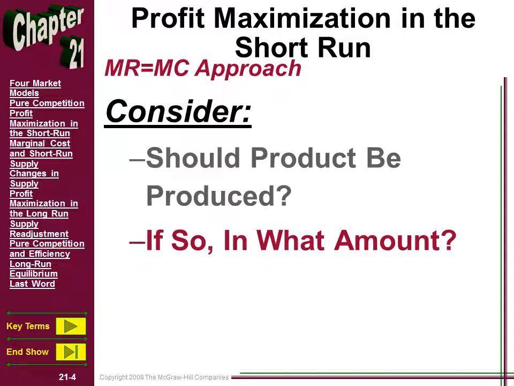So the next question is, okay, well, if so, what amount? That's where we bring in MR equals MC. We're going to see this numerically and graphically, that the firm should produce the profit maximizing or loss minimizing amount in the short run where marginal revenue is greater than or equal to marginal cost. So the additional revenue from producing the next unit of output is just a bit greater than or equal to the cost of producing that next unit of output.